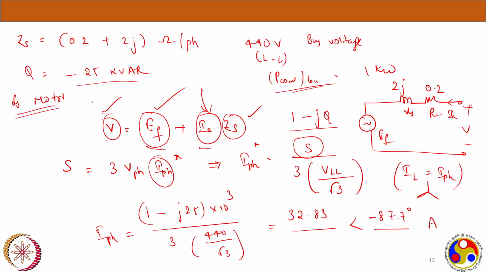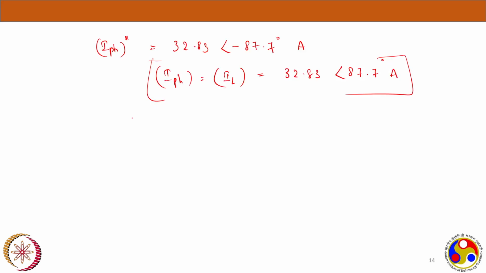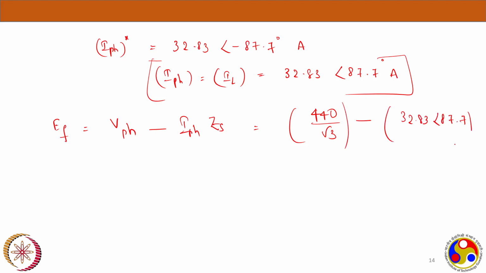You know IA now, you have to calculate the EF from it. Per phase equivalent circuit, EF would be V phase minus I phase ZS. So V phase would be 440 by root 3 minus I phase, that is 32.83 at an angle of 87.7, multiplied by ZS. ZS is 0.2 plus j2. So again you will have some value at an angle of some value, in volts. So can you calculate it and let me know how much excitation voltage you need?